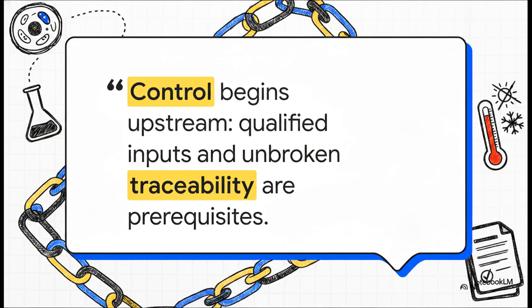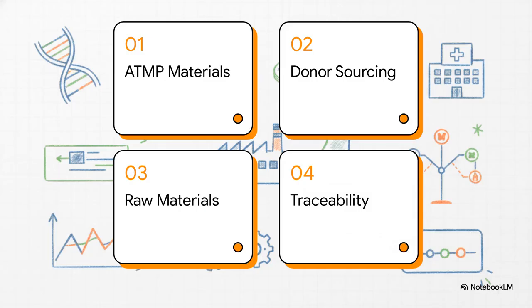I mean, when your raw material is a patient's own cells, your control actually has to begin before those cells even reach your facility. So these unbroken chains of traceability aren't just nice to haves, they are mandatory. To demystify this complex upstream supply chain, we're going to build our understanding layer by layer. First, defining ATMP materials. Second, donor sourcing and rules. Third, raw and single-use materials. And finally, traceability and supply chain.